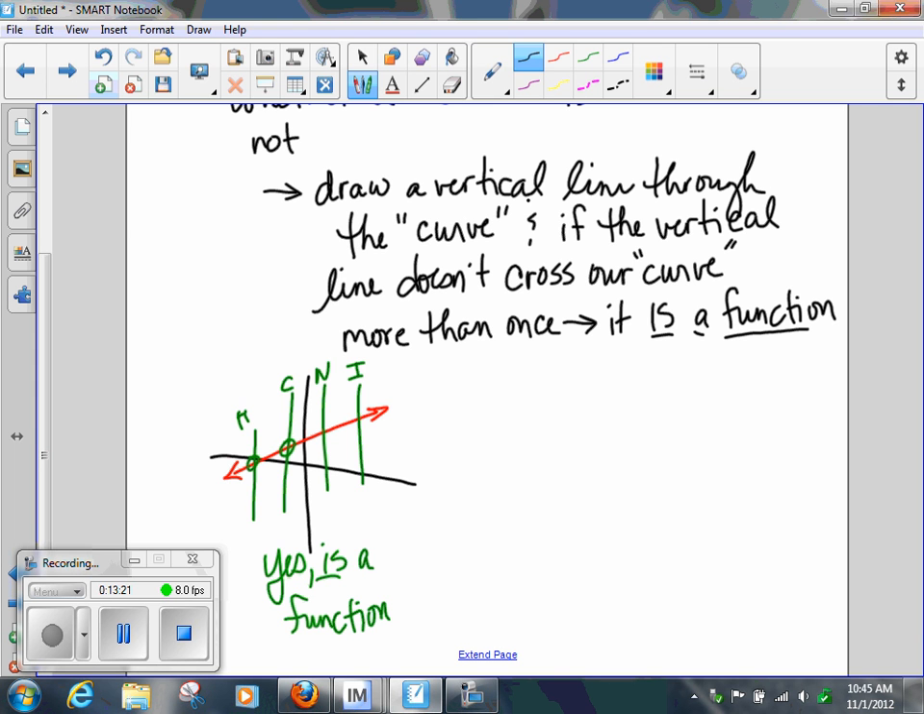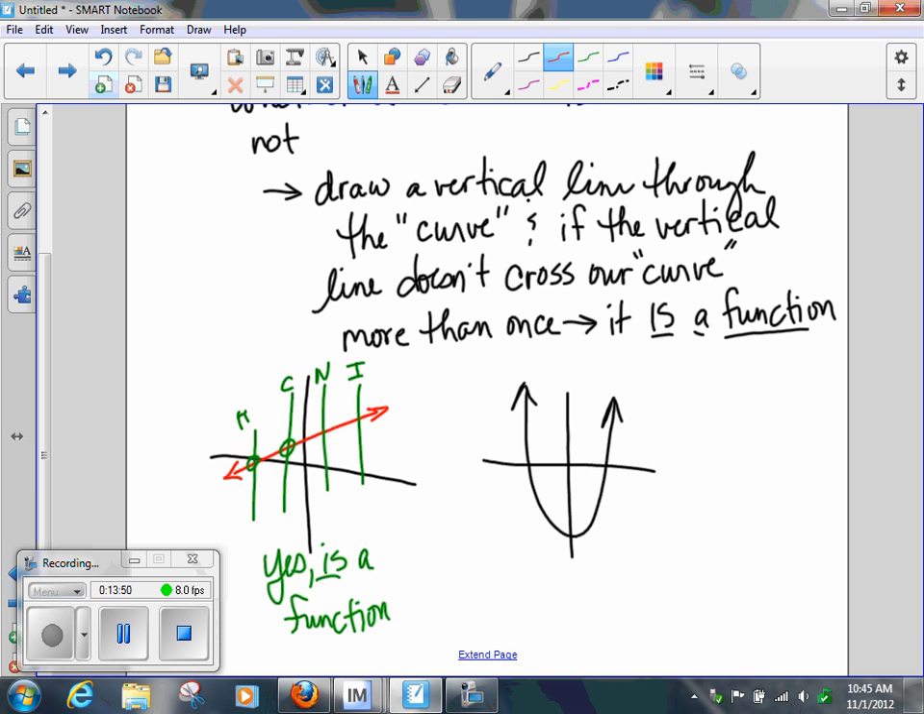Let's look at another one. Speaking of curves, haven't we been dealing in the land of parabolas, quadratics lately, right? So if I were to draw a parabola, is a parabola a function, folks? Even without drawing a line, what are you thinking, yes or no? Yeah, all right, so let's draw a line.